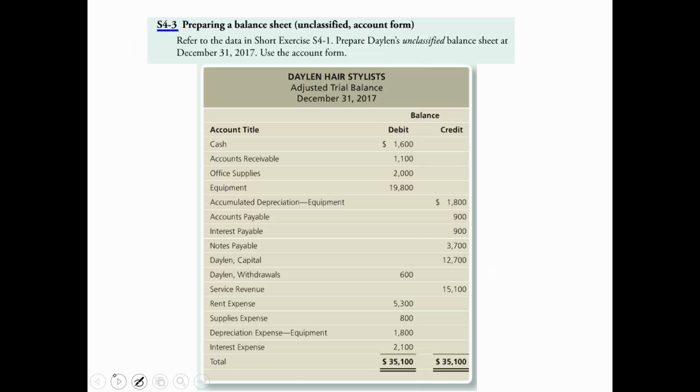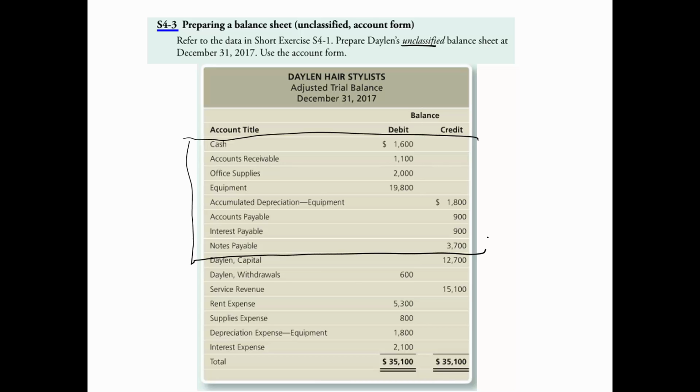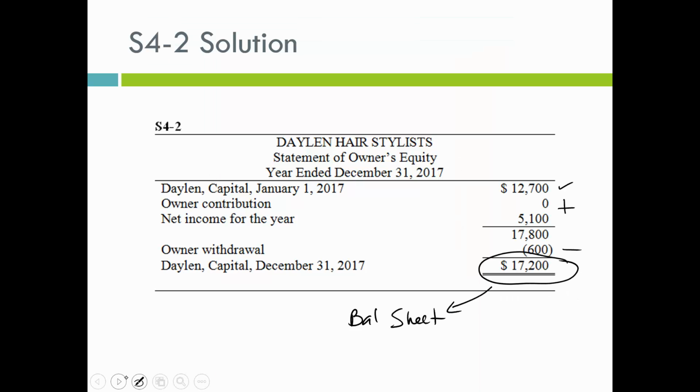So the third part here just asks us to do an unclassified balance sheet. That's what we did before. So again, everything's grouped together, right? Here's my assets, here's my liabilities, and then I don't want this capital number, right? I want my new capital from the statement of owner's equity, which I said was 17.2.